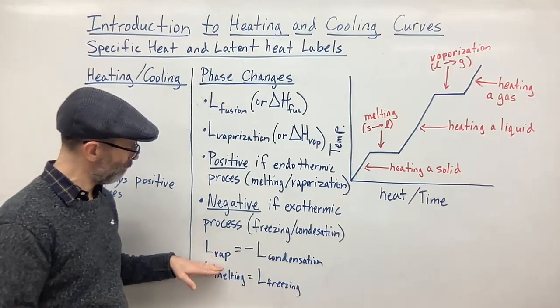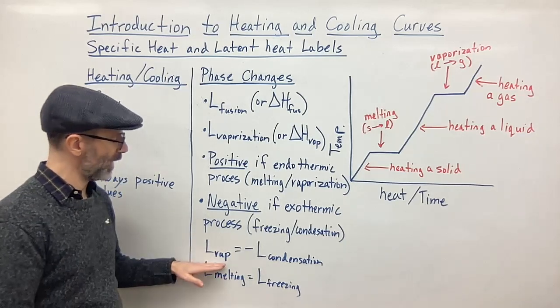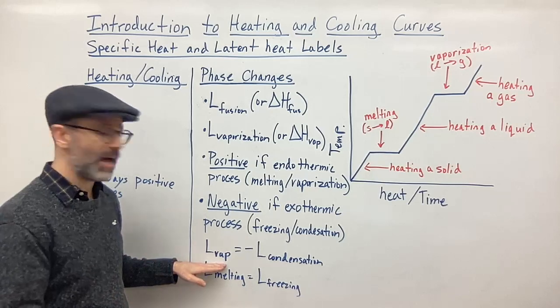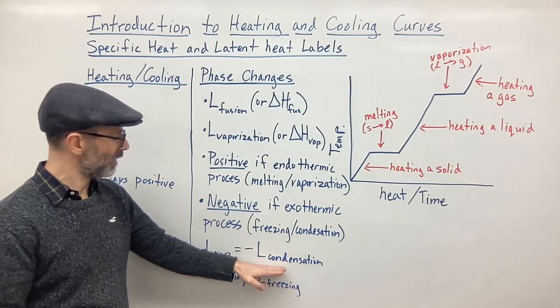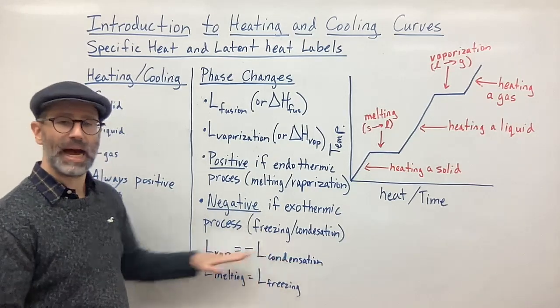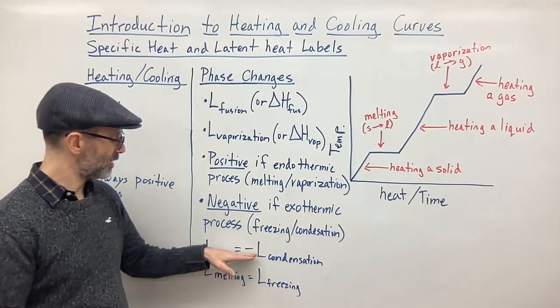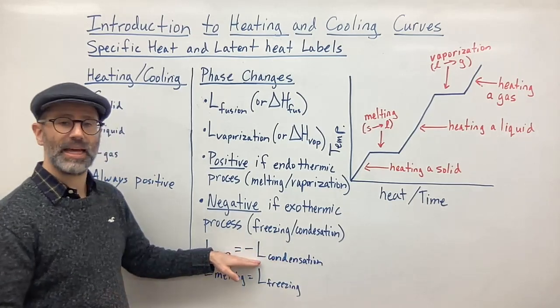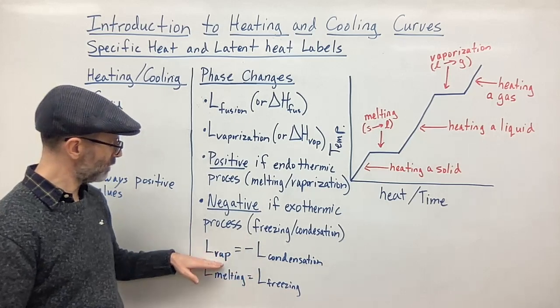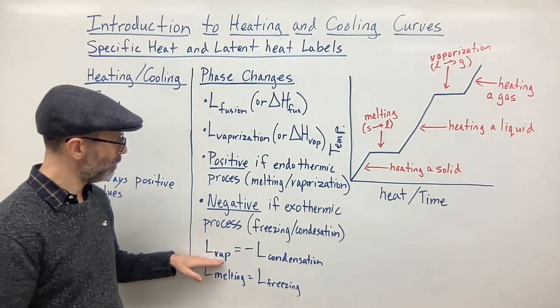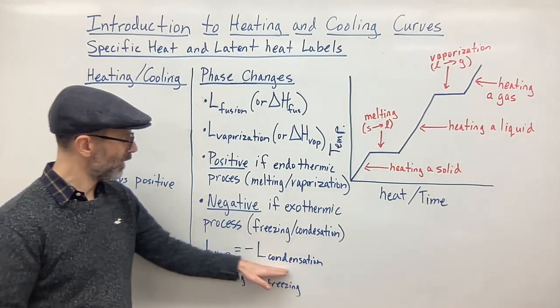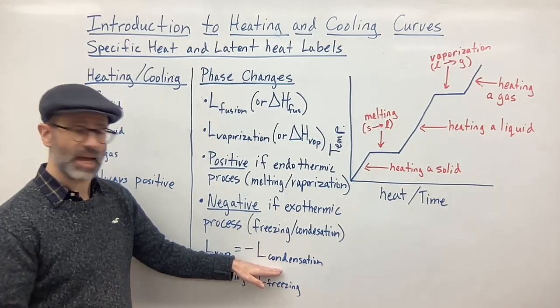So down here, I have written that the heat of vaporization is going to be the same value as the latent heat of condensation, but they're going to be opposite in sign. So one's going to be the negative of the other. The heat of vaporization is positive, the same number for the heat of condensation, but it's going to be a negative number.